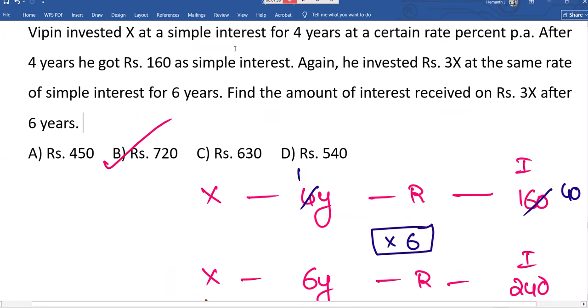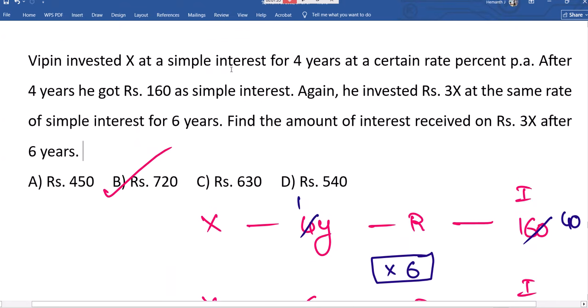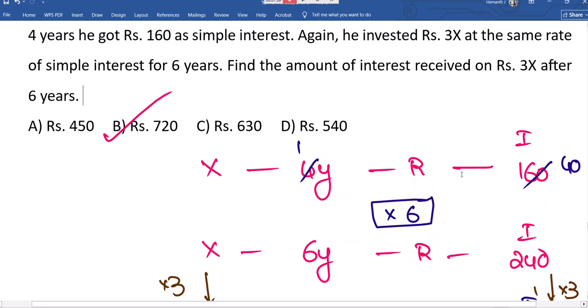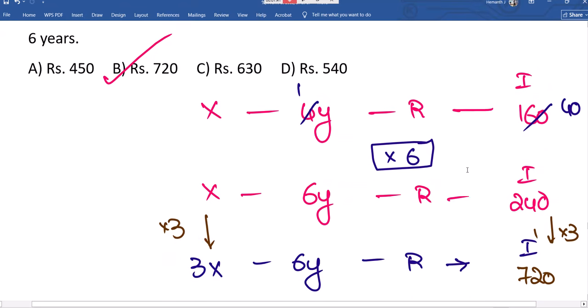See, it's simple interest only. Will feel easy, but whether you are solving within less time, are you understanding the logic? 1 year 40 rupees, 6 years 240 rupees. If X is the investment, but triple X, 3 times of that, we'll get 720 as the answer. Simple interest related question.